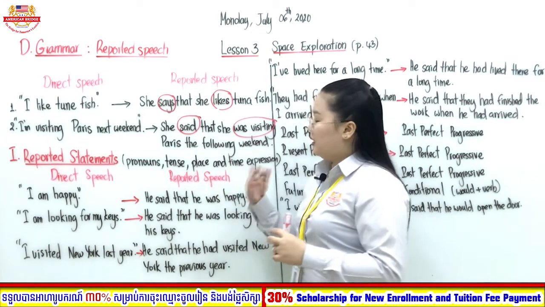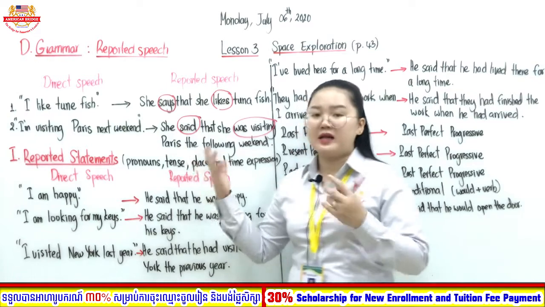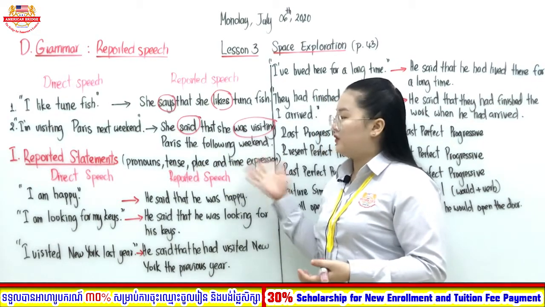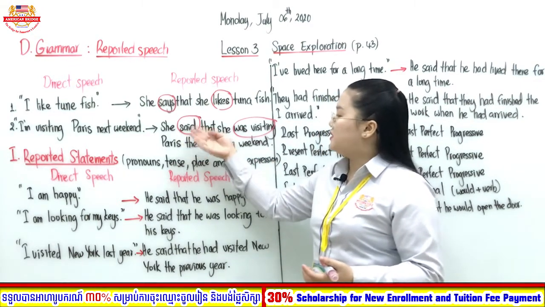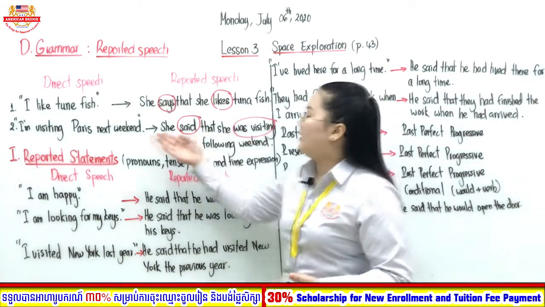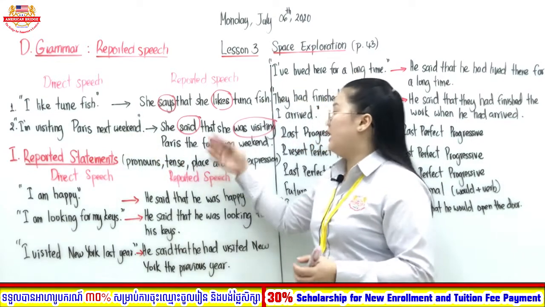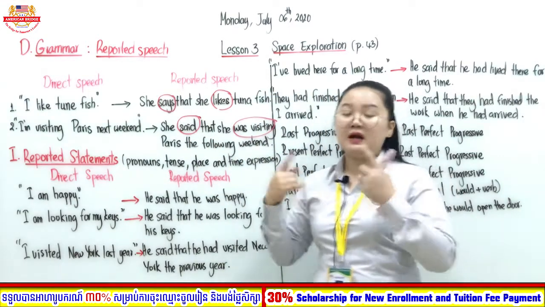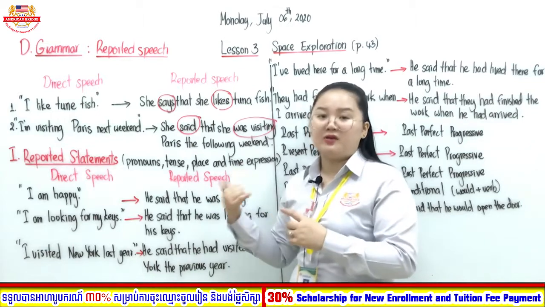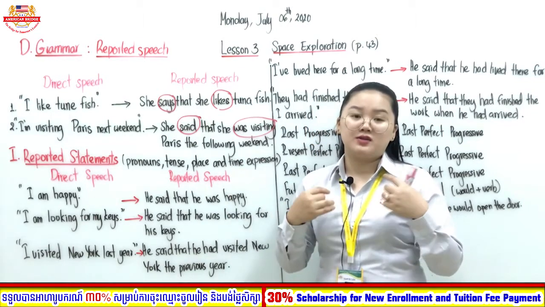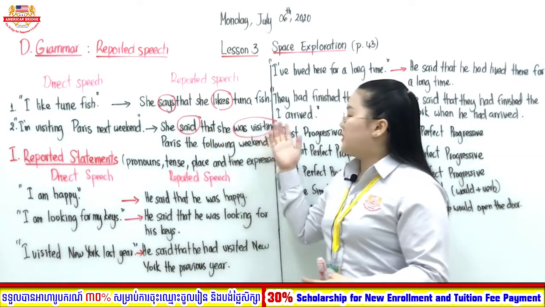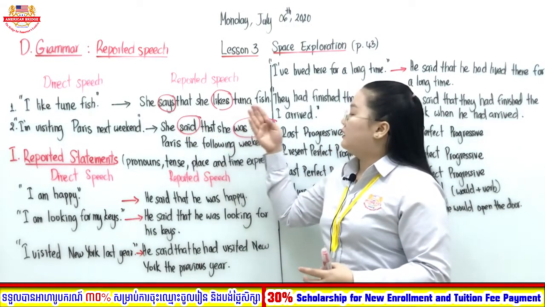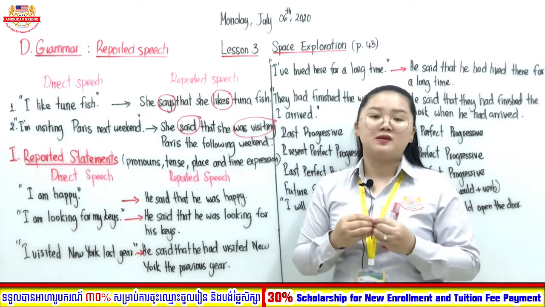Alright, so when you want to report a statement, you need to be careful about pronouns, tense, place, and time expressions. As you can see right here, she said that, right, so you cannot say she said that I was visiting Paris next weekend at all, but here you need to change the pronoun, right? Here you use I, but if that person is a girl, you need to use she, right? When you report what she said, alright? So here she said that she was visiting, right? Tense here, so you need to change the tense as well. If you use the past tense here, she said, the following clause needs to use past tense.